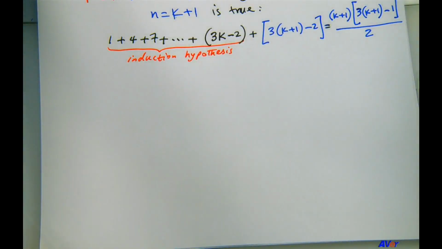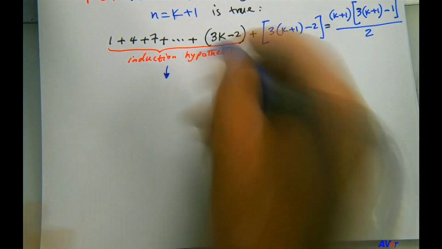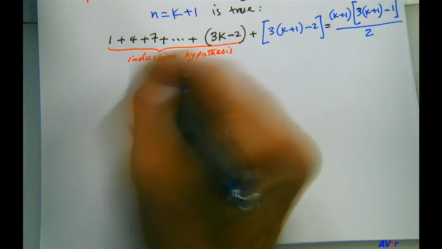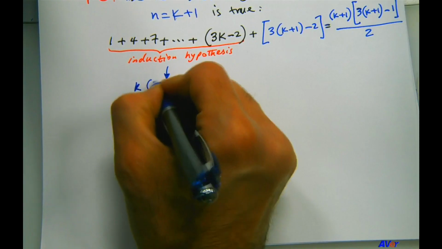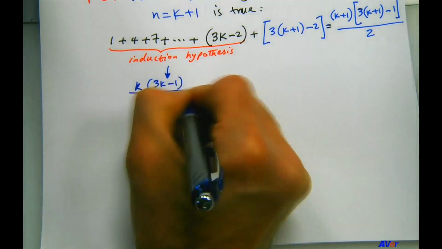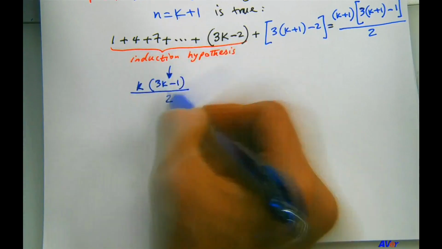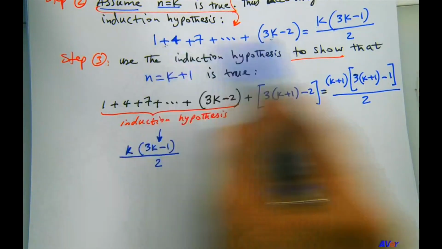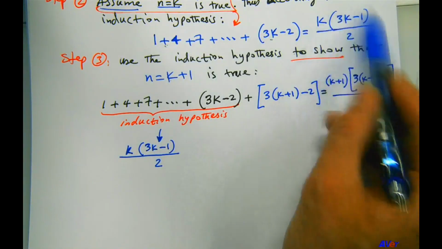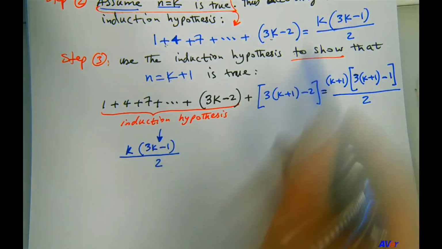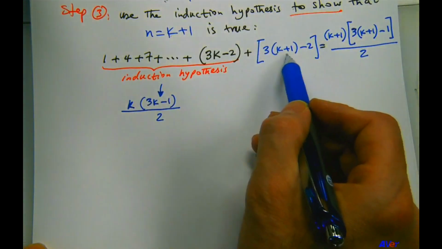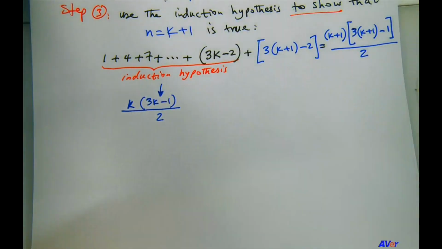So using that, we will write down k times (3k minus 1) divided by 2. We're just replacing this with this. Why? Because that was our induction hypothesis. All of that is equal to k times (3k minus 1) over 2, which I replaced with its equivalent. Okay, that's all I did. Okay, so let's now add that piece, but after we simplify it, okay? So let's simplify it too.